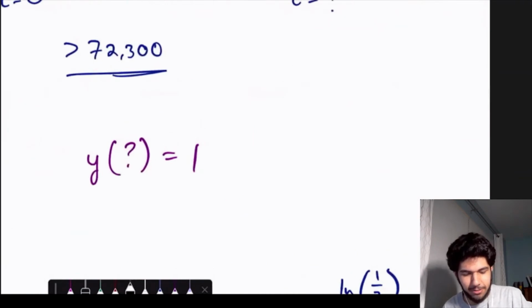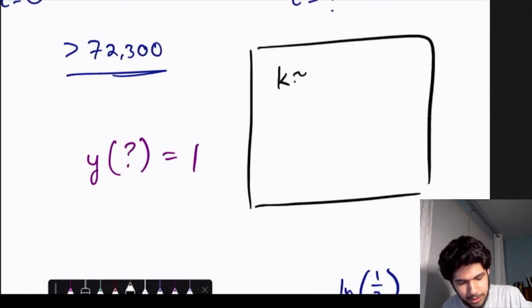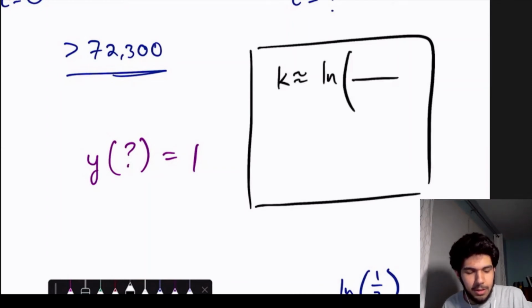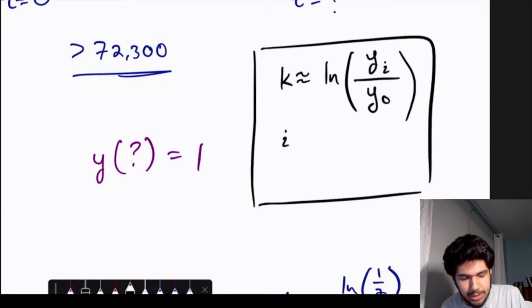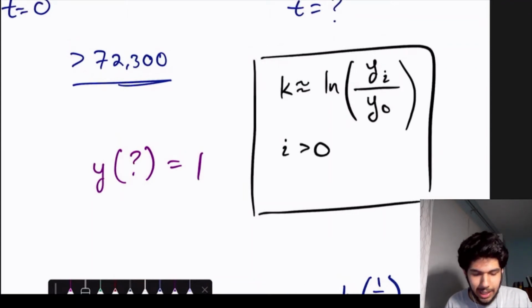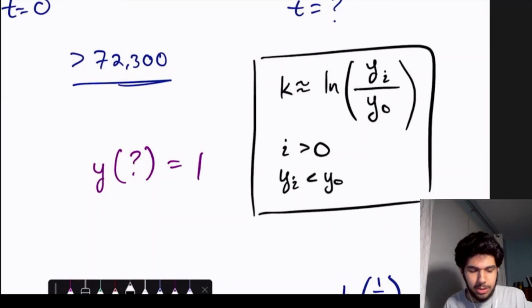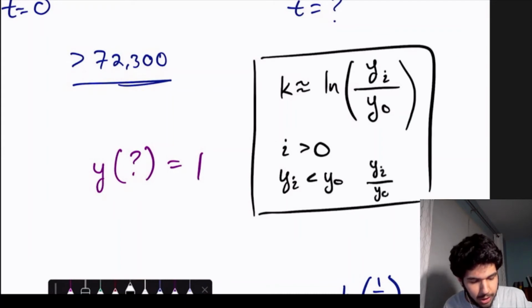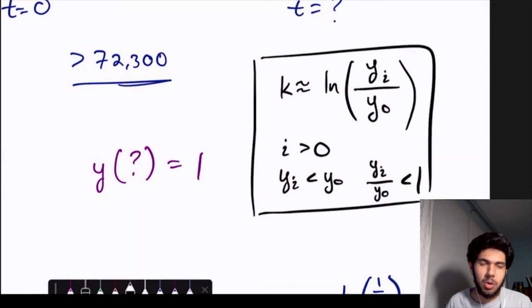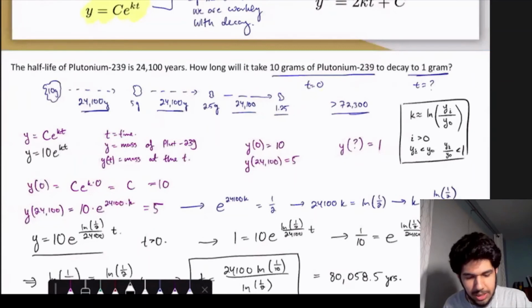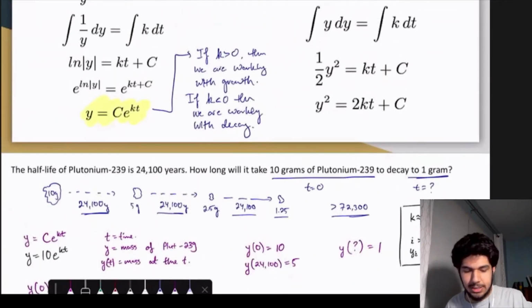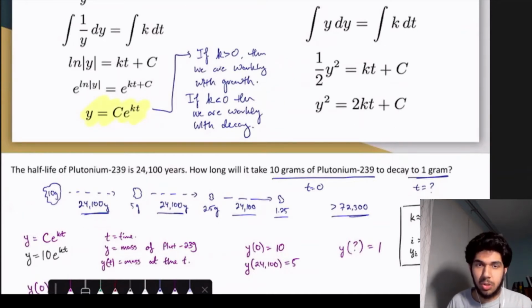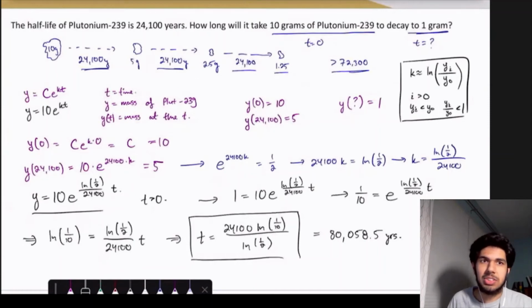So really, if we were to write this off to the side, we have K is proportional to the natural log of some y value initially and some y value at time i, where i is greater than zero. And we know that since we're working with decay, yi will be less than y naught, which means yi divided by y naught is less than 1, and the natural log of something less than 1 is going to be a negative number. So you don't really need to know all of this. I just think it's helpful to understand where those things are coming from, because one of the things we specified here is depending on the value of k, we're dealing with either growth or decay. So this is why we didn't take any extra steps to manage what k is. It's already taken care of for us.